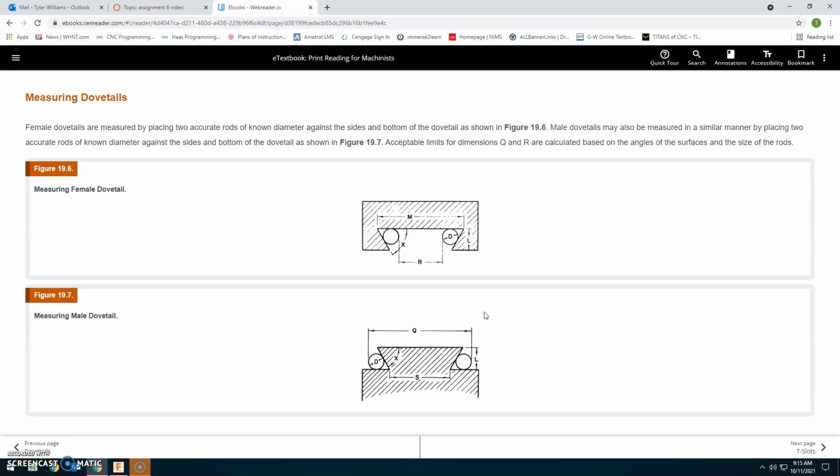Alright, measuring dovetails. Female dovetails are measured by placing 2 accurate rods of known diameter against the sides and the bottom of the dovetail as shown in figure 19.6. Male dovetails may also be measured in a similar manner by placing 2 accurate rods of known diameter against the sides and bottom of the dovetail in figure 19.7. Acceptable limits for dimensions Q and R are calculated based on the angles of the surfaces and the size of the rods. So you're just checking for R and Q.